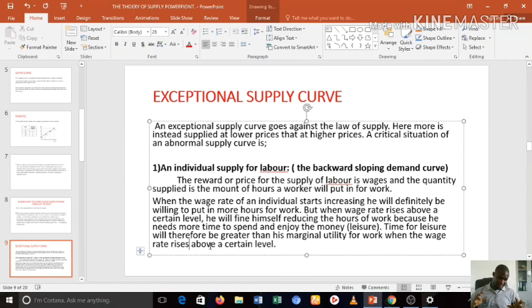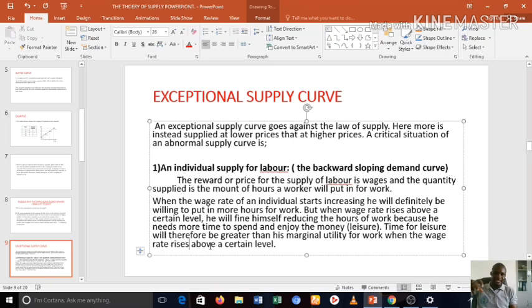Are you understanding? Because that person now earns beyond a certain level, which makes the wage rate higher than normal, meaning that she is now going to find more time for leisure than for work. So with the individual supply of labor, the higher the wage rate of the supplier, the lower the quantity of labor supplied. So it goes against the law.